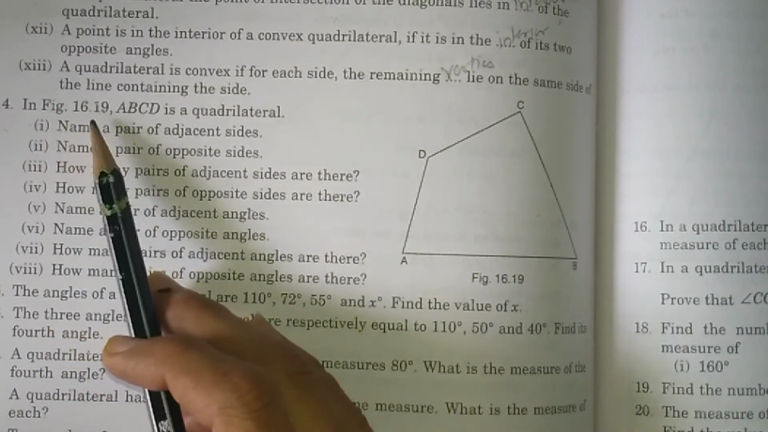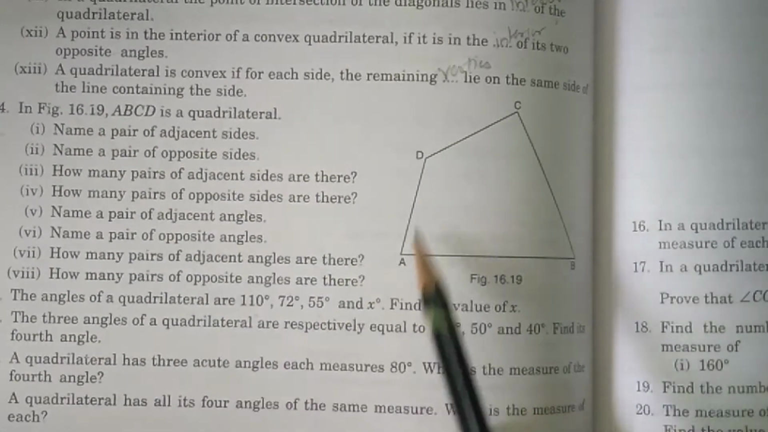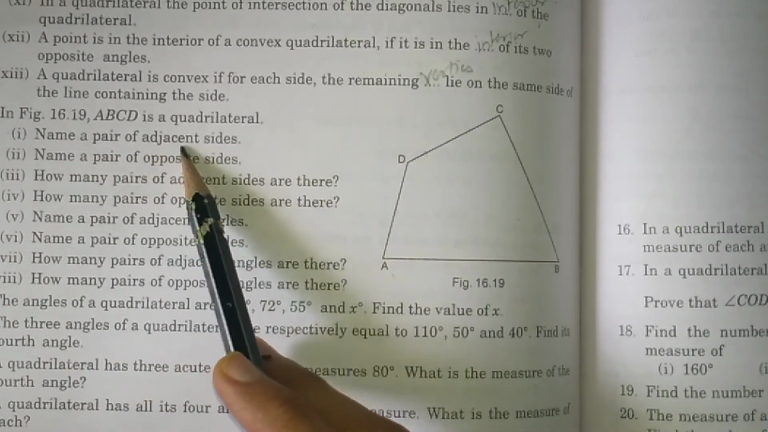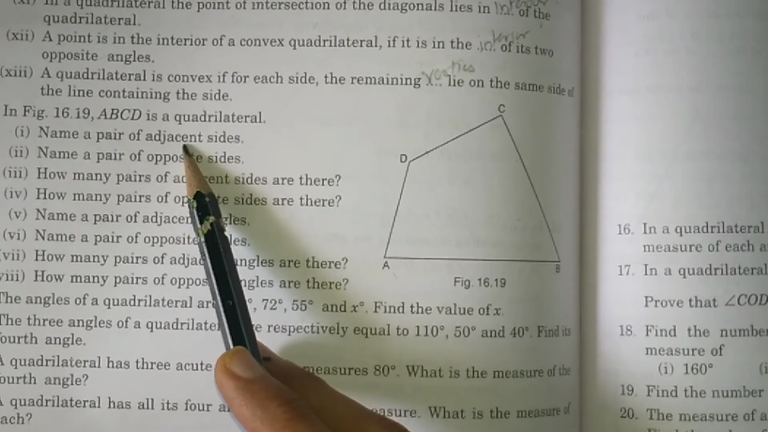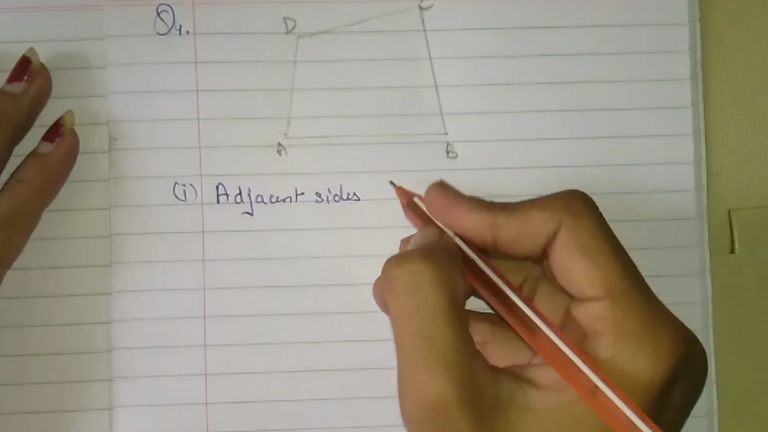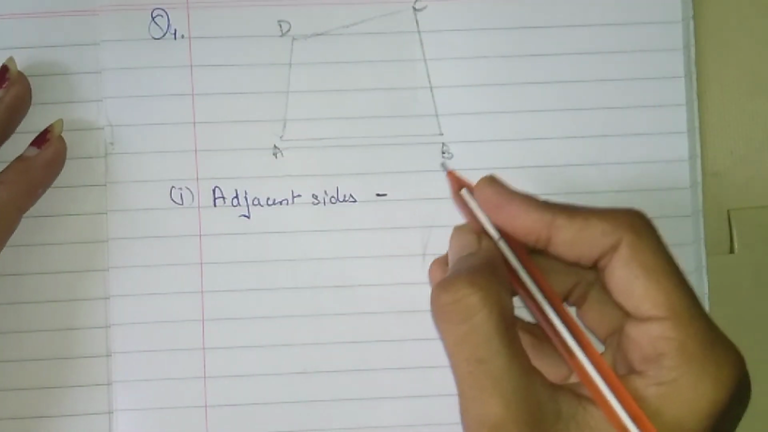Now see question number 4. In figure 16.19, ABCD is a quadrilateral. This ABCD is a quadrilateral. Name a pair of adjacent sides. Now here we have to find adjacent sides. We have to pair the adjacent sides. So which are the pairs?